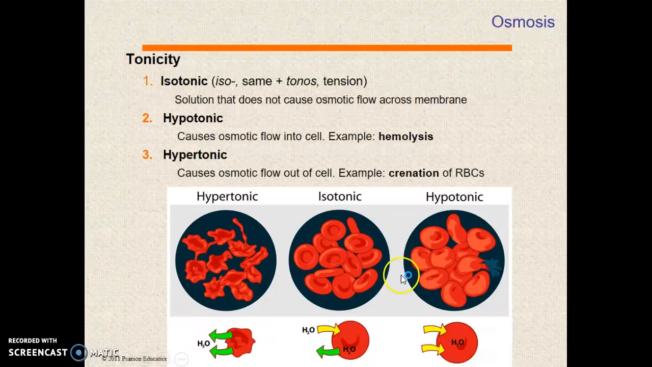Water follows salt. And over here on the right in the hypotonic solution, and distilled water or plain water is always the hypotonic solution. So here red blood cells have been put into a pure water solution. There are more solutes in the cell, so water flows into the cells, and the cells burst. This is hemolysis.